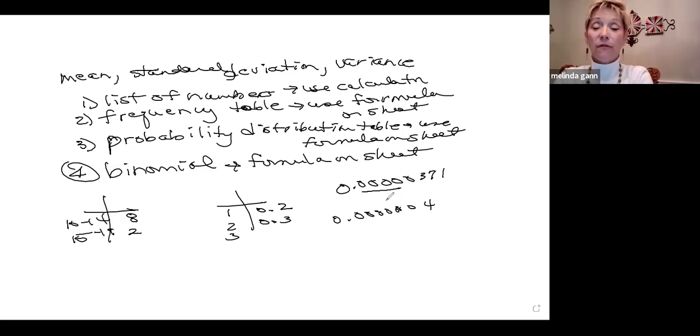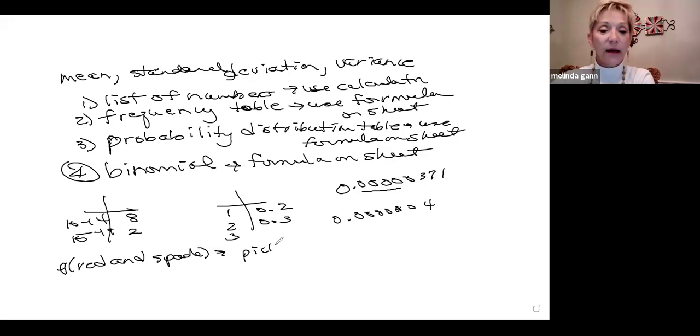Okay? Before you grab that AND formula, make sure that you ask yourself, is it possible? Because if it's not possible, you don't grab that AND formula. The answer is just 0. Like if I said, what's the probability that you get a red card and a spade if I let you pick one card? I do not do the probability of red times the probability of a spade. I just know the answer is 0, because if you got one card, it cannot be a red and a spade.